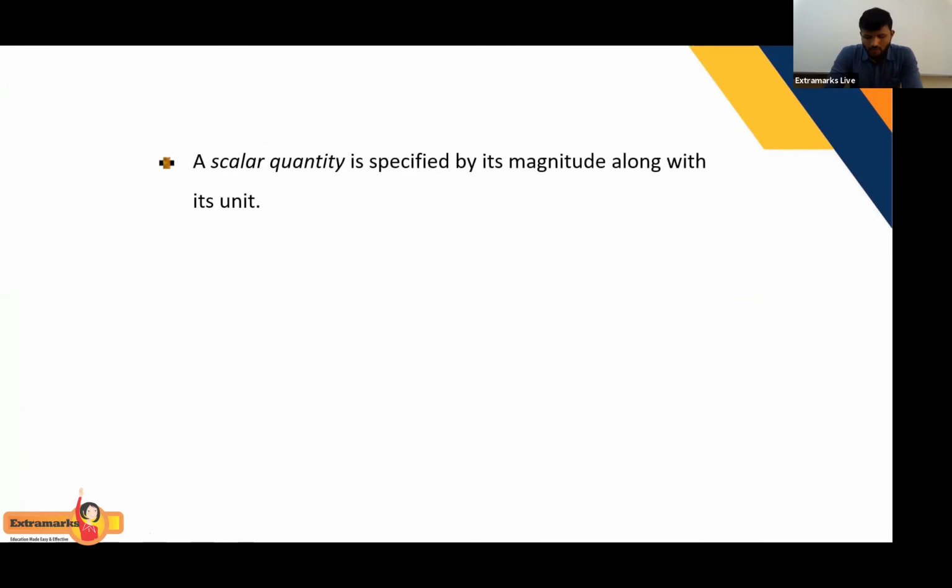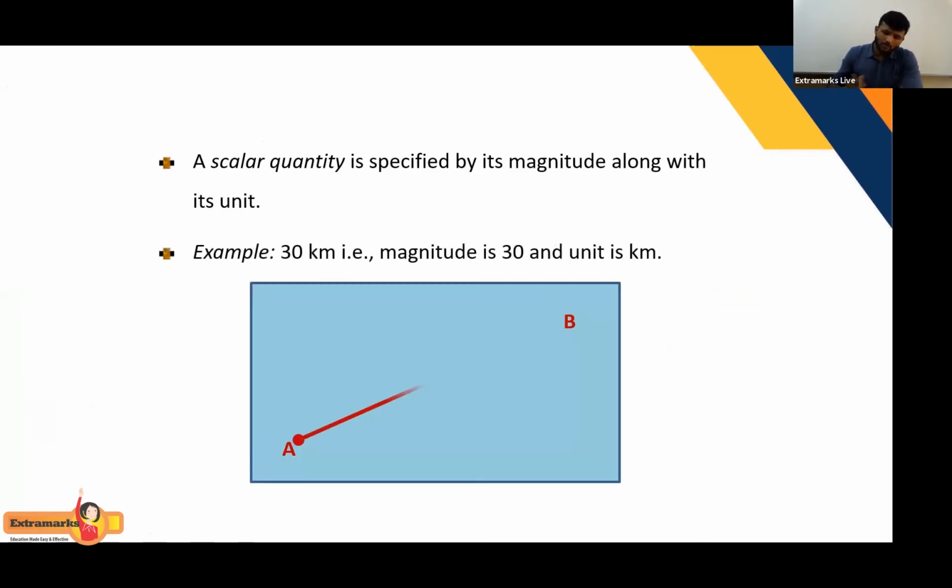Now, a scalar quantity is specified by its magnitude along with its unit. Always remember the unit is very, very important. Because if you go to a shopkeeper and ask, give me 1, what will he give, right? Or if you ask, give me rice, or give me 1 rice. So for defining any quantity, you must use a unit as well as its magnitude. So in 2 kg rice, 2 is the magnitude, a number, kg is its unit, and rice represents the quantity.